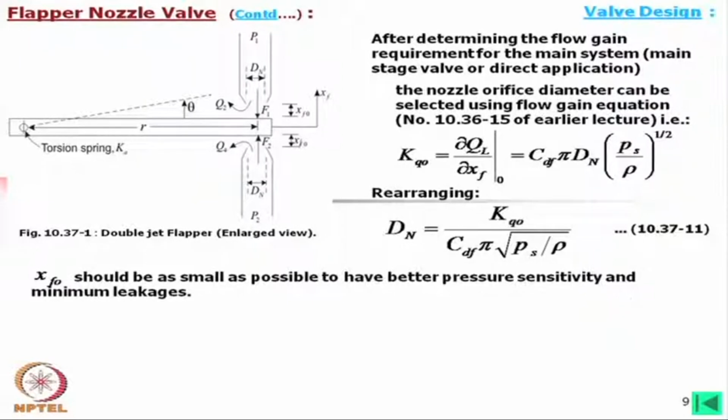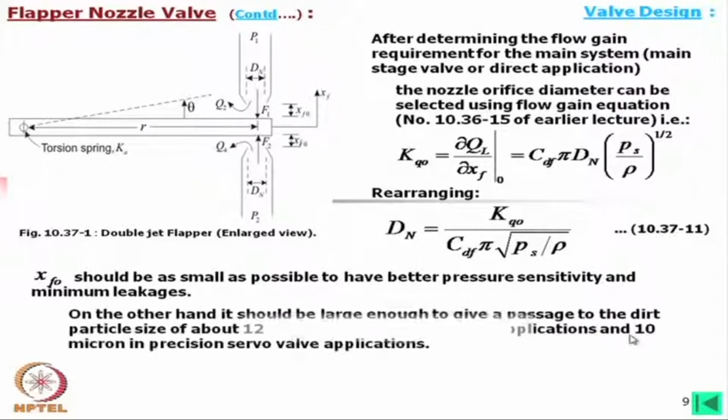Now, x f 0 should be as small as possible to have better pressure sensitivity and minimum leakage. On the other hand, it should be large enough to give a passage to the dirt, because basically the flapper valve is used to allow the dirt. Particle size of about 120 micron in general purpose applications and 10 micron in precision servo valve applications.